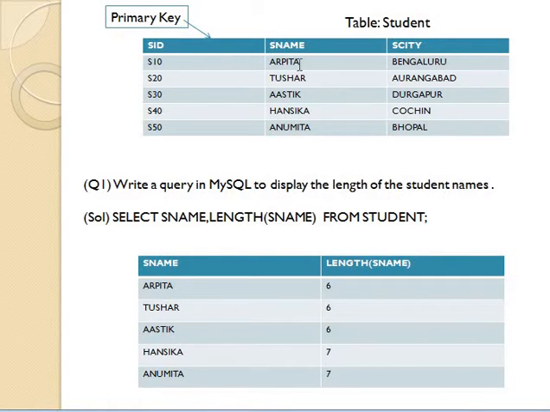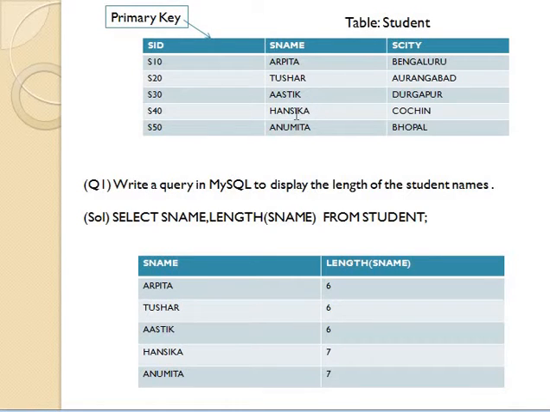As a result, for the first entry, since it consists of 6 letters, LENGTH(SNAME) shall return 6. In the same way, for the second entry, since it consists of 6 letters, LENGTH(SNAME) shall return the value 6. Then thirdly, for the entry Astic, since it also contains 6 letters, the function LENGTH(SNAME) shall return the value 6.